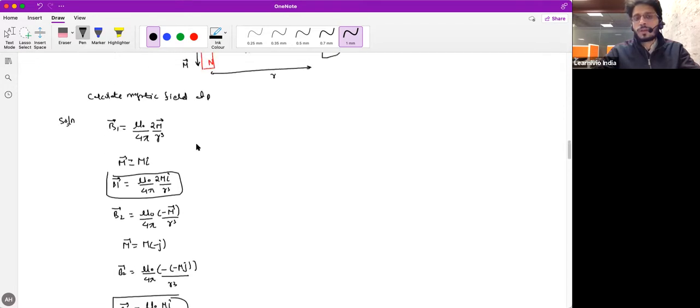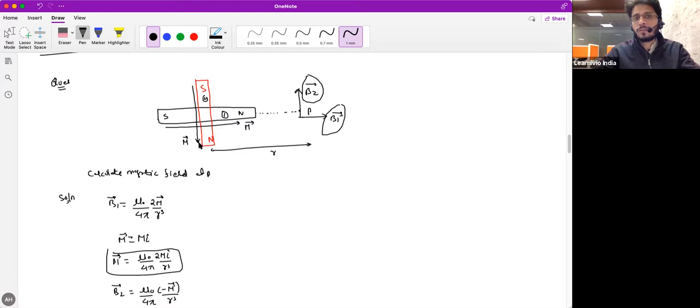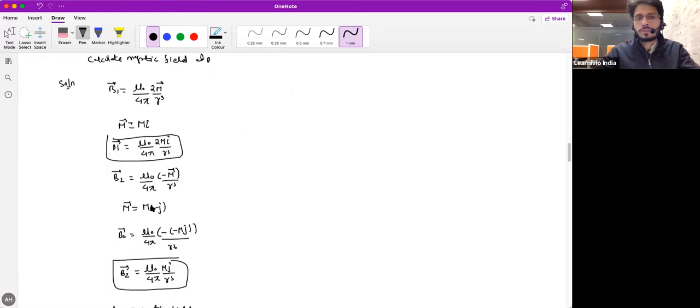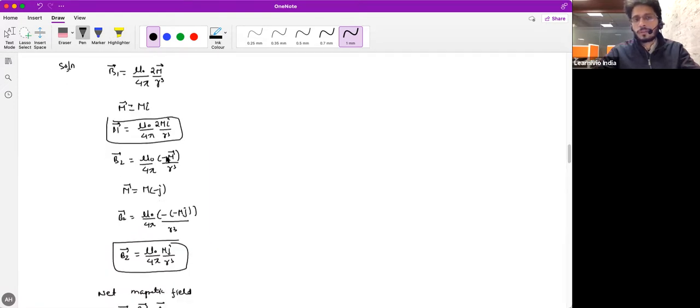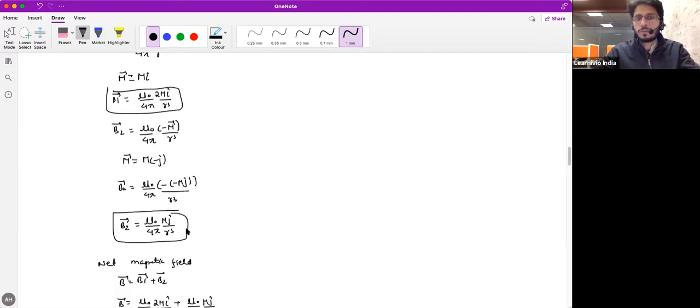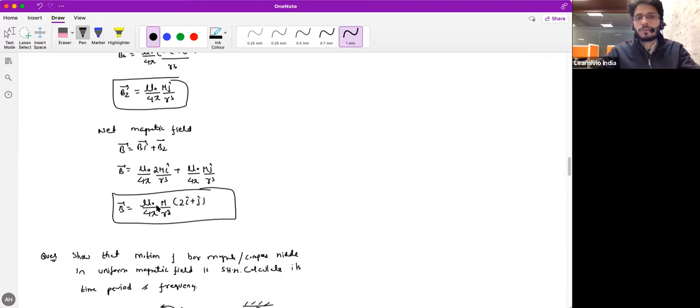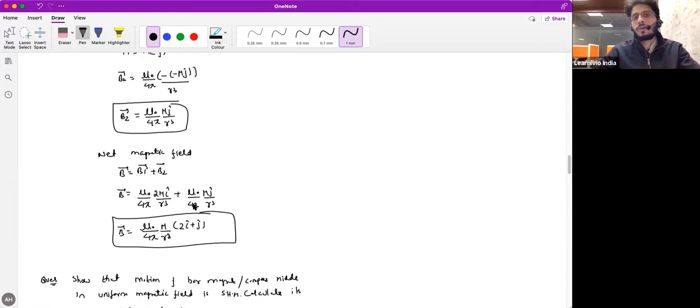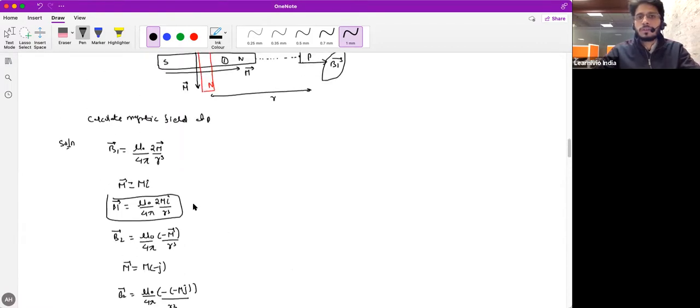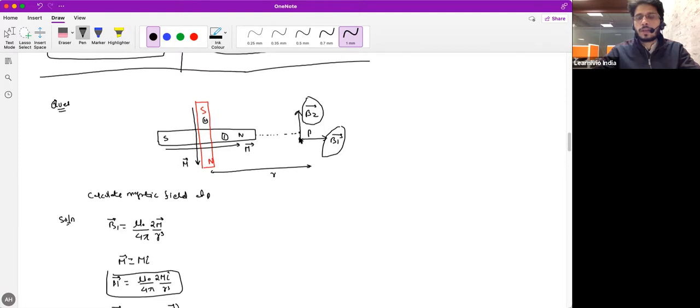And what is the magnetic moment here? The direction of magnetic moment is downwards, so the magnetic moment is m into minus j cap. Instead of m, just substitute minus m j cap. For the net magnetic field, just add them, B1 plus B2. When you add them up, it's mu naught by 4 pi, m by r cube, (2 i cap plus j cap). This is the net magnetic field at point P due to this system of two dipoles.